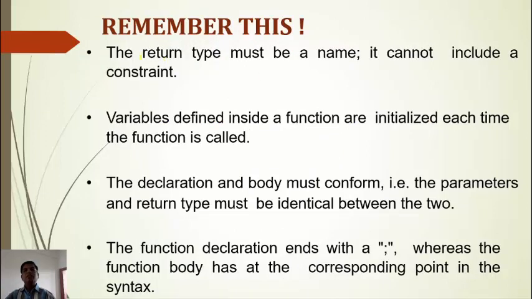Remember some points. The return type must be a name. It cannot include a constraint. Variables defined inside a function are initialized each time the function is called. The declaration and body must conform, that is, the parameters and return type must be identical between the two.